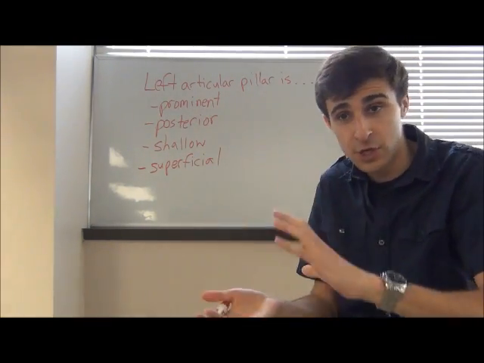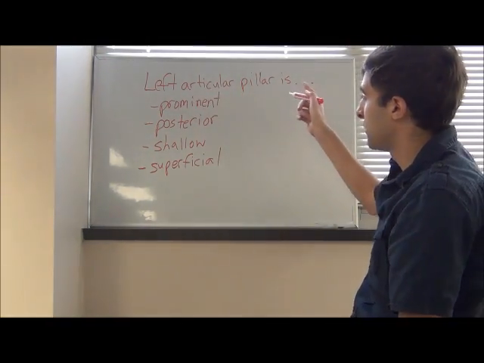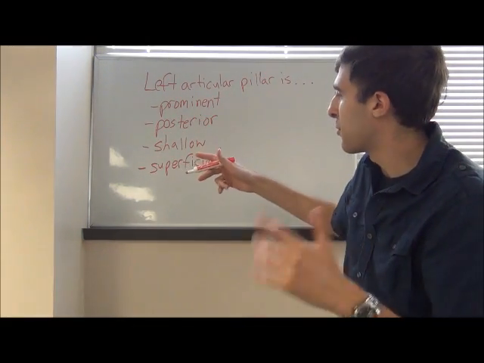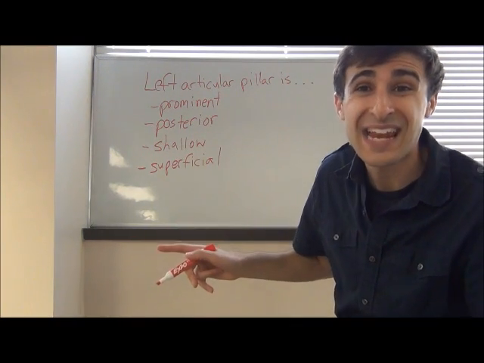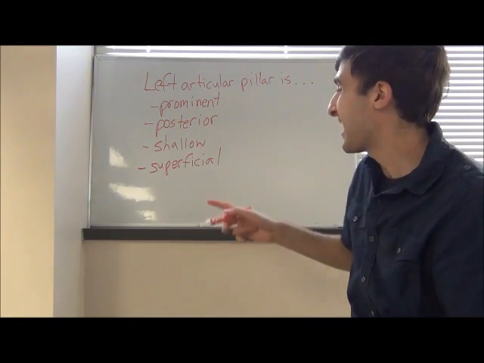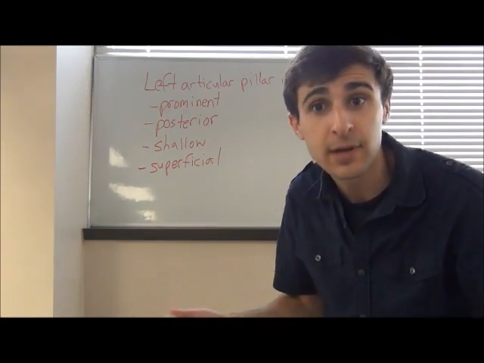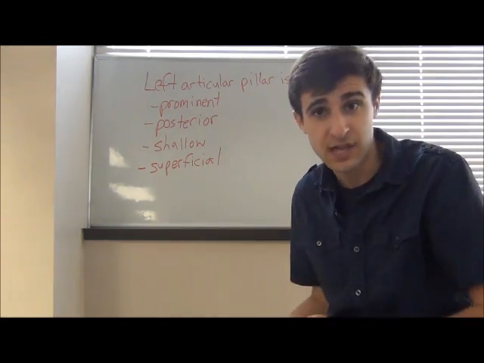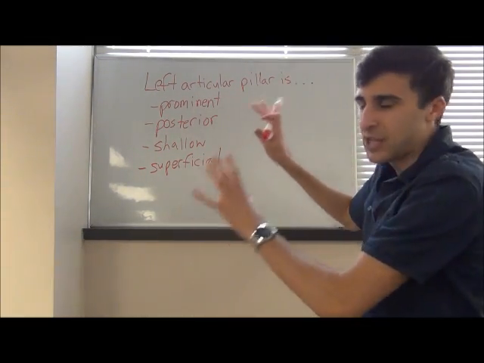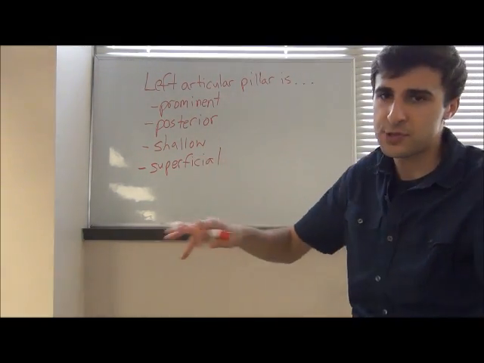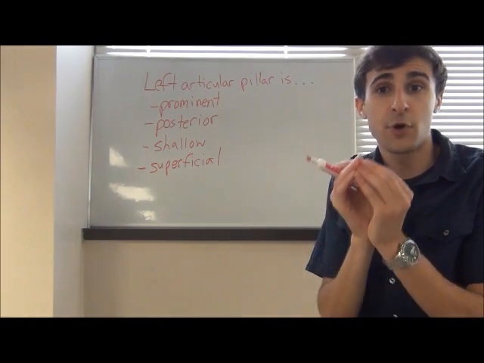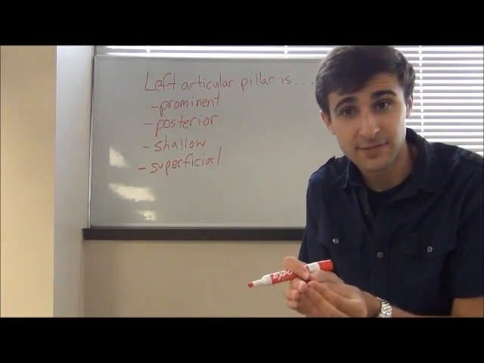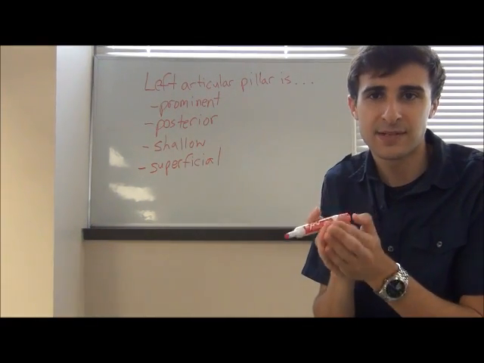Obviously, there's also the alternative. I could also say the left articular pillar is not prominent, though I probably wouldn't say that. But I could say the left articular pillar is anterior compared to the right. I could say the left articular pillar is deep compared to the right. That would mean the opposite, that the vertebra is rotated to the right, I should say. So the way it's written here, left articular pillar prominent, posterior, shallow, superficial, what does it mean? It means the vertebra is rotated to the left, which means it's also side bent to the left.